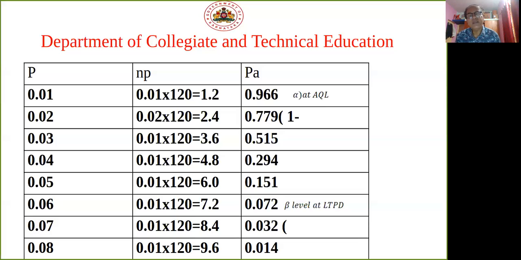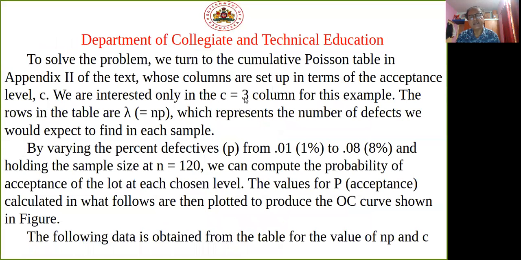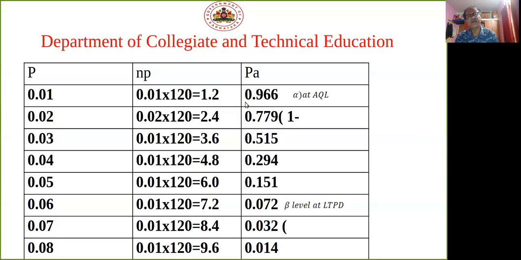Then with the value of NP equal to 1.2 and C equal to 3, you can see here the value of C has been given. C is equal to 3. So from the table, with NP equal to 1.2 and C equal to 3, we will get 0.966. Now with NP equal to 2.4 and C equal to 4 from the table, we will get 0.779.